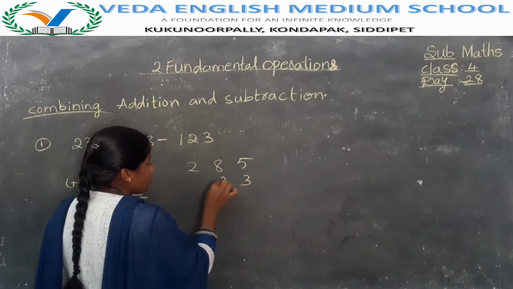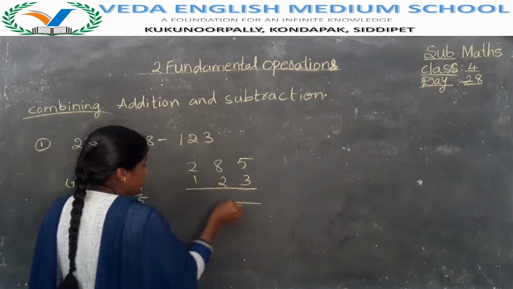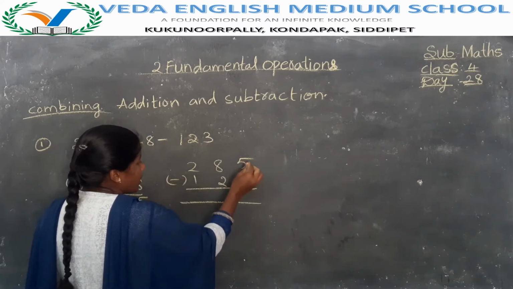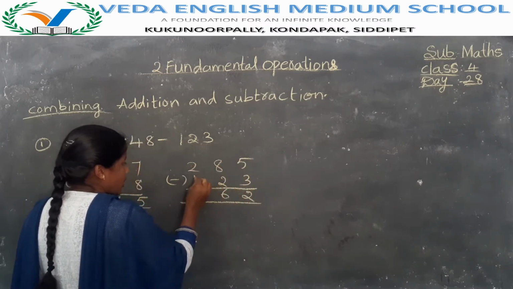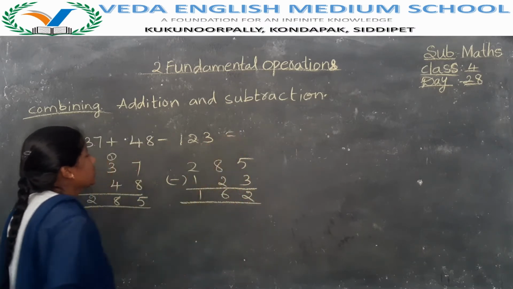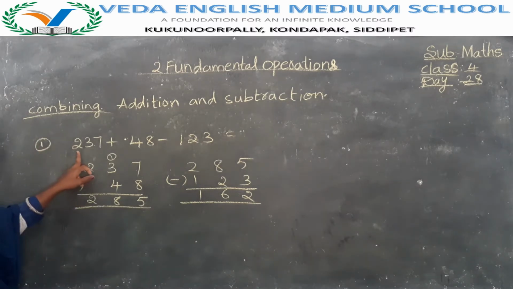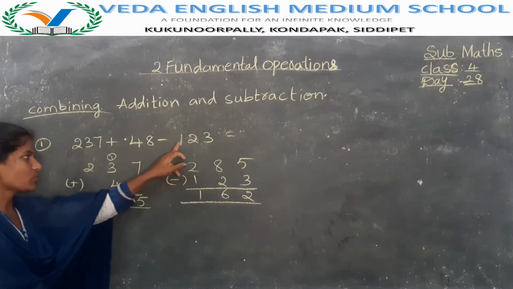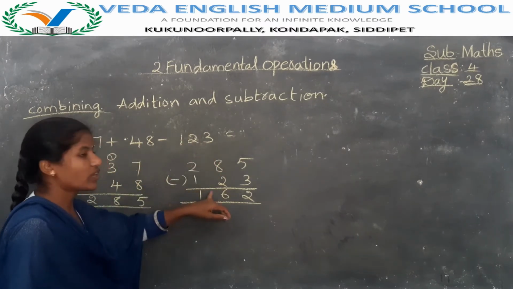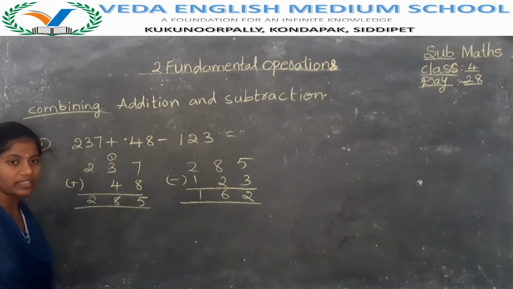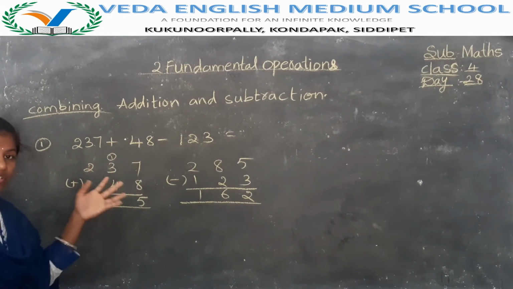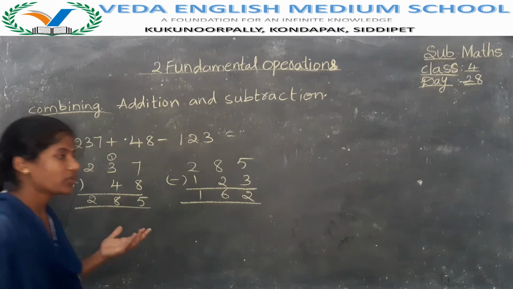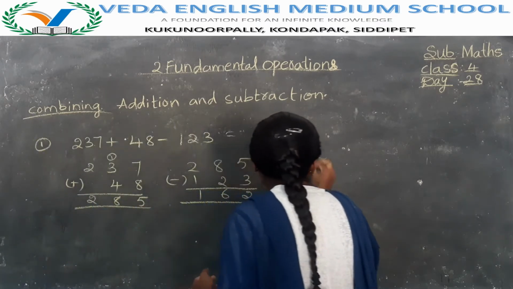3, 2, 1. Now subtract. 5 minus 3, 2. 8 minus 2, 6. 2 minus 1, 1. So here the answer is the combination of addition and subtraction. 237 plus 48 minus 123. The answer is 162. Like that. Here first if you have addition symbol you have to go for addition. If you have subtraction symbol you have to go for subtraction. More I am taking here.